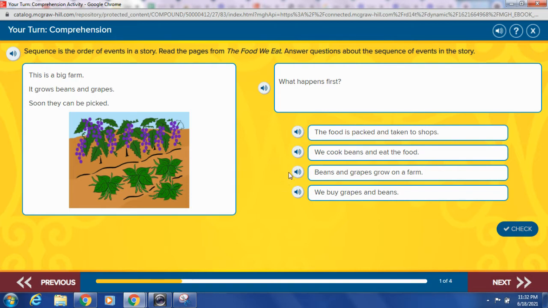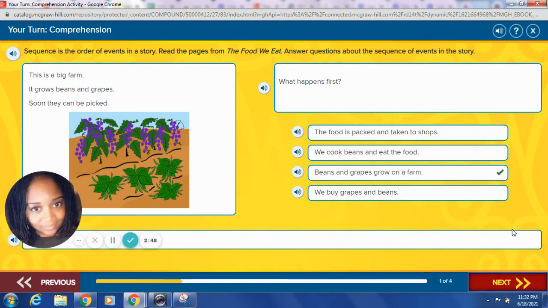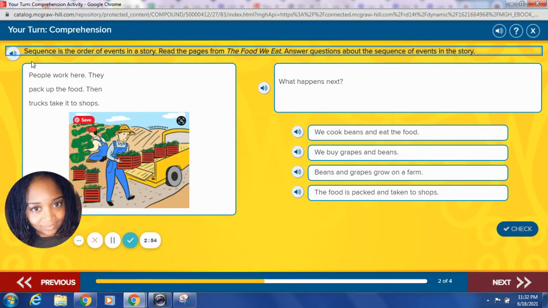Let's look at the last one. That seems about the best choice. We buy grapes and beans. So we're not talking about buying anything. So let's go with the third choice. Remember, it's always good to go back and check your story. That is called rereading. Fantastic. Good job. All right, next problem. Well, not problem, question. Part of the story.